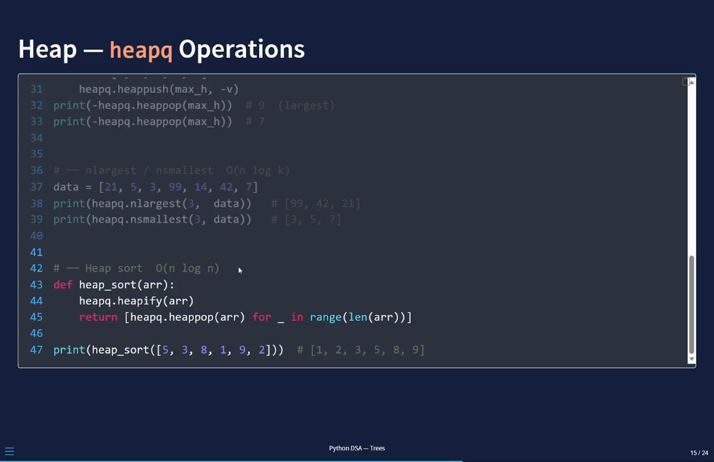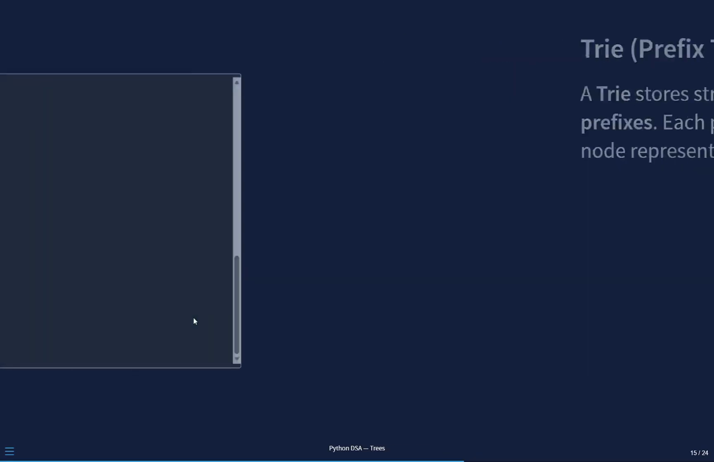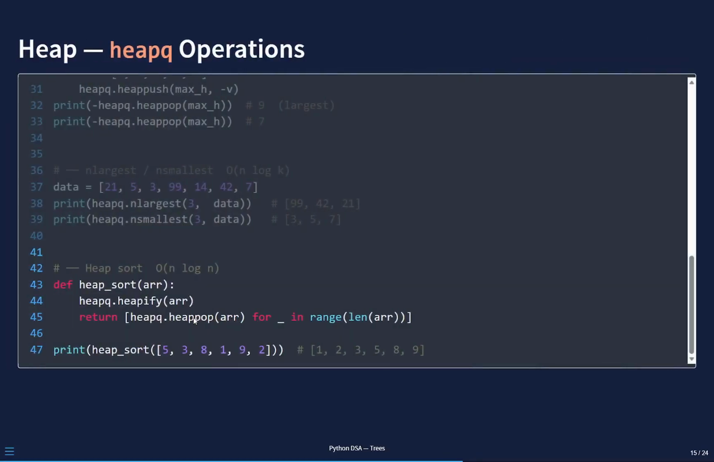Heap sort is the clean demonstration that a heap is a sorting algorithm in disguise. Heapify the array in O(n), then pop all elements. Each pop is O(log n), n times total. O(n log n), guaranteed, in place, stable, well actually not stable, but O(n log n) with O(1) extra space.